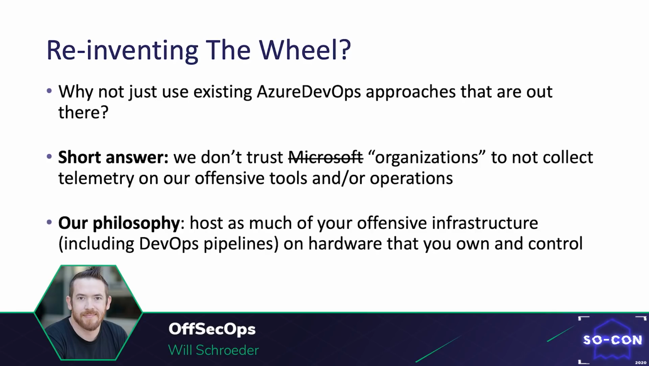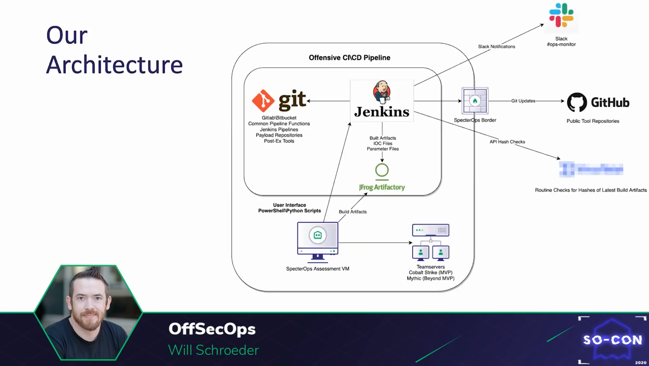Our general philosophy tends to be we want to host as much of our offensive infrastructure, including DevOps pipelines, on hardware that we own and control. We're not saying that using Azure DevOps is wrong. We're not saying that it doesn't have advantages over this approach, which it definitely does. It's just a philosophical reason that we took this approach: we want to control everything as much as we can within reason. We started from that point and then built the architecture from there. So this is what we came up with.